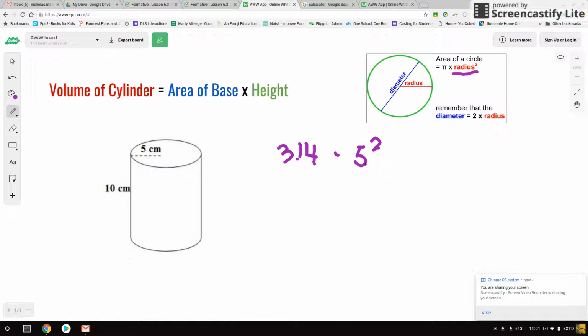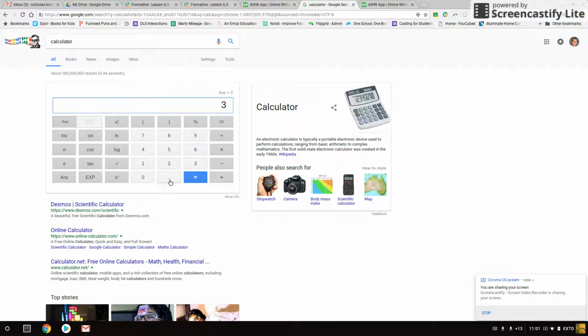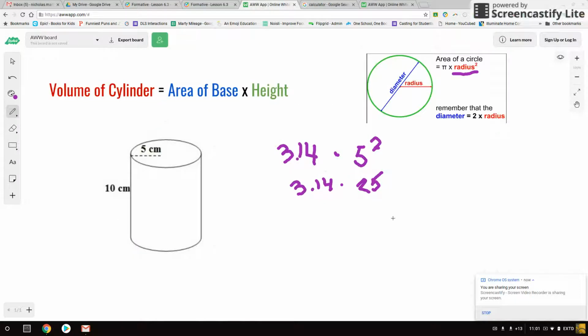All right, well, if we square a number, that means we take it times itself. This isn't 5 times 2. This would be 5 times a second 5. So this would turn into 25. So what we're doing to find the area of the base is we are taking 3.14 times 25. Now that's pretty tough to do. I'm going to use a calculator, 3.14. We're going to multiply that by 25, and we get 78.5.